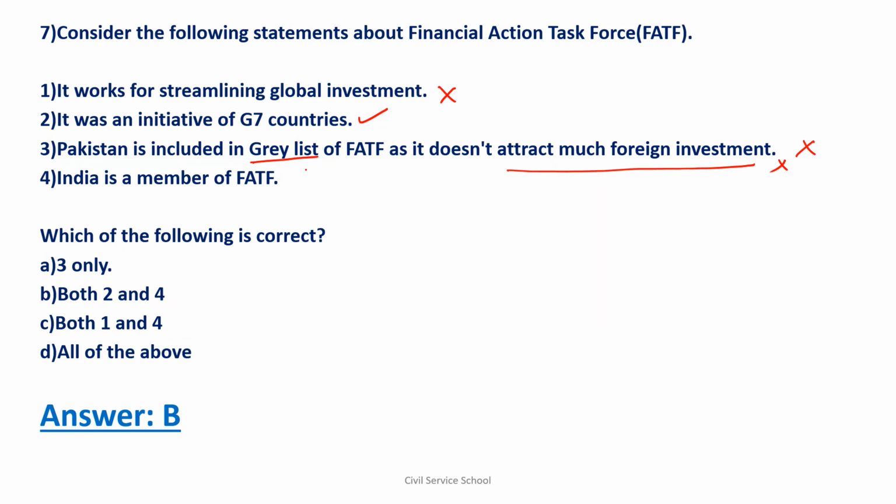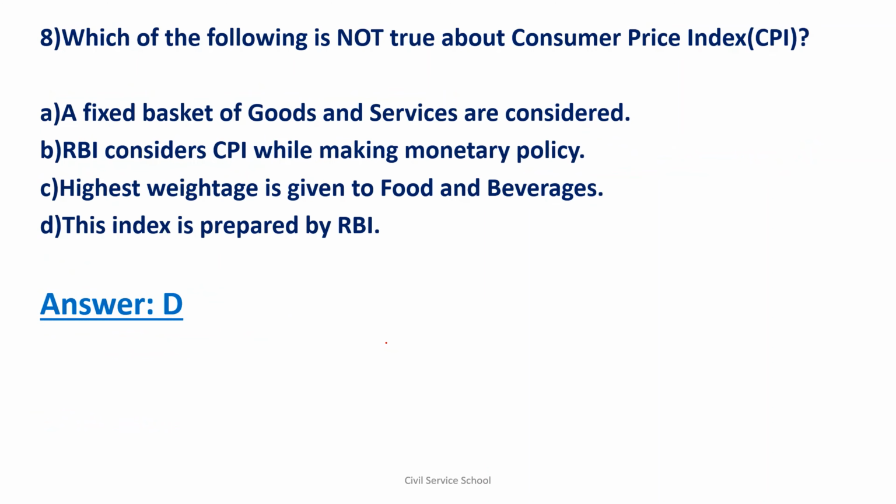India is a member of FATF. That is also true. Which of the following is correct? Both 2 and 4. So answer will be 2 and 4. B. FATF tracks terror financing, black money, etc.